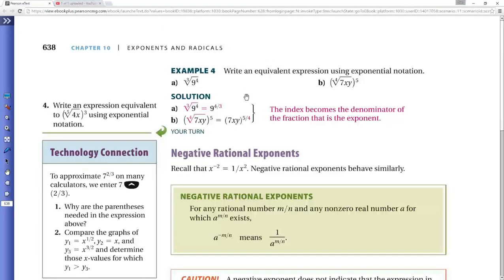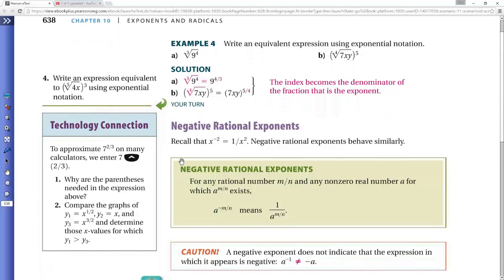Example 4, they give us the cube root of 9 to the 4th power, and they want us to write that in exponential notation, or with an exponent. So we take that cube root of 9 to the 4th power and we would convert that to 9 to the 4/3 power. Okay, and so on. And they show it with the 4th root of 7xy all to the 5th power would be the quantity 7xy all to the 5/4 power.